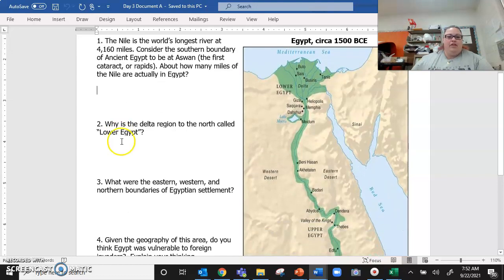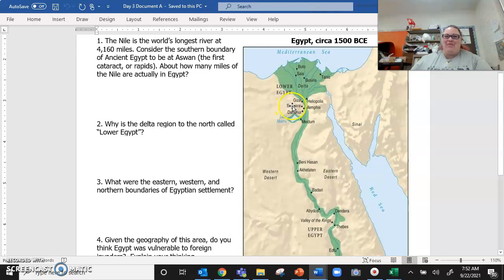Okay, number 2, why is the Delta region to the north called Lower Egypt? So we have Upper Egypt down here and Lower Egypt up here. That doesn't really make sense to our American brains, right? If you need to, rewind the video and go back, because I did tell you something really interesting about the Nile River that not many rivers in the world do.